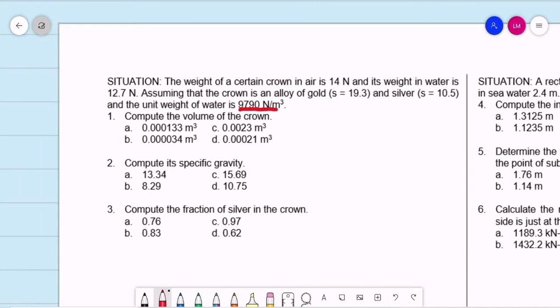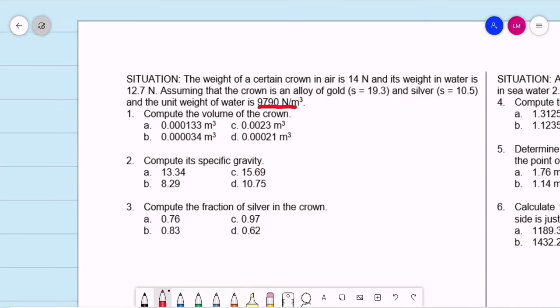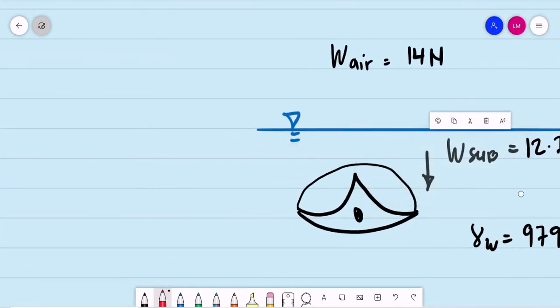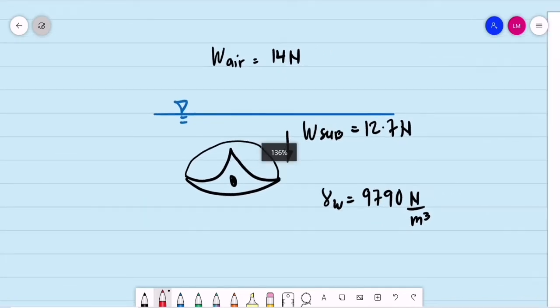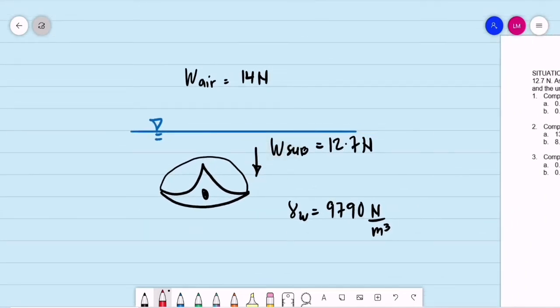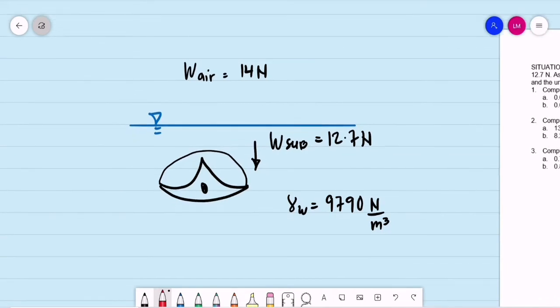Okay, so question number 1, compute the volume of the crown. So parang ito yung representation natin. So obviously crown, automatic na lulubog yun since gawa yun sa gold at saka sa silver. So ito yung given na weight in air. Kapag weight in air, automatic na ito yung ating actual weight o yung totoong weight ng crown. So, nung nilubog natin siya sa tubig, yung weight niya, that is the weight submerged, naging 12.7 newtons na lang. So, bakit naging 12.7 newtons? Dahil yun sa buoyant force.